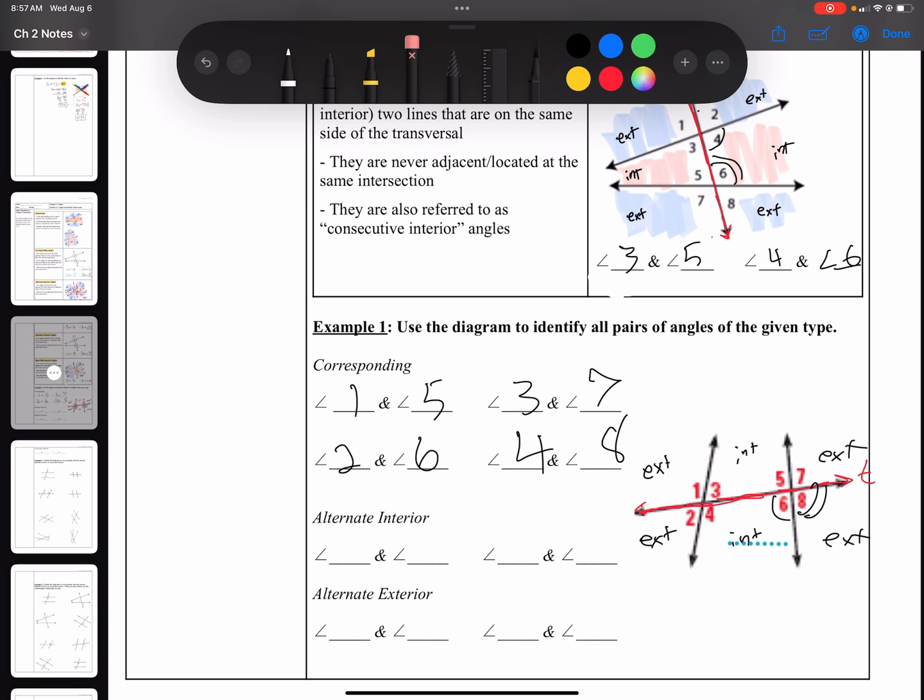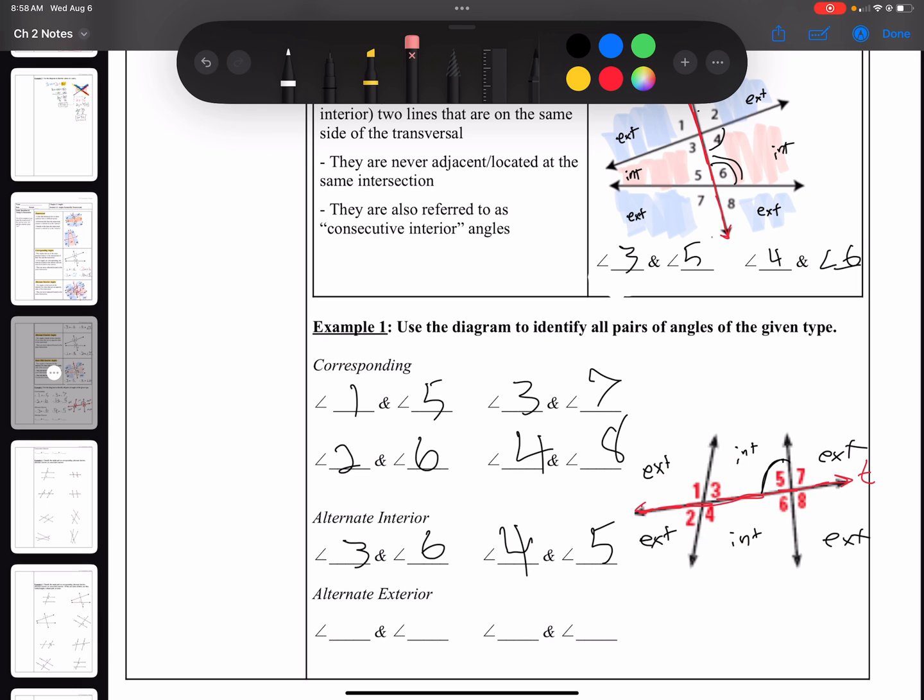Alternate interior. Well, now we want to focus on the interior and only choose between 3, 4, 5, and 6. Alternate would be on different sides of the transversal. 3 is above the transversal. What's below the transversal but not next to it in the interior? 6. 3 and 6 are alternate interior. What about angle 4? That's also in the interior and below the transversal. And then above it, the other intersection would be angle 5.